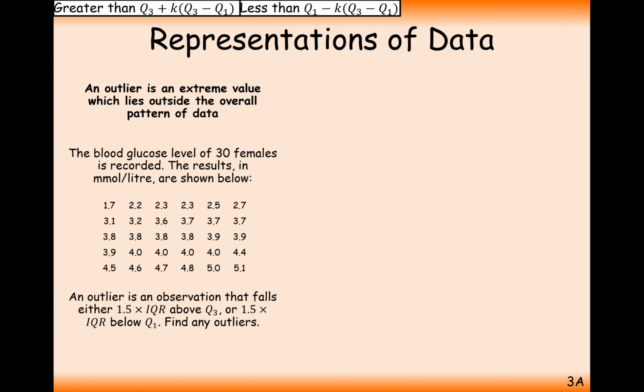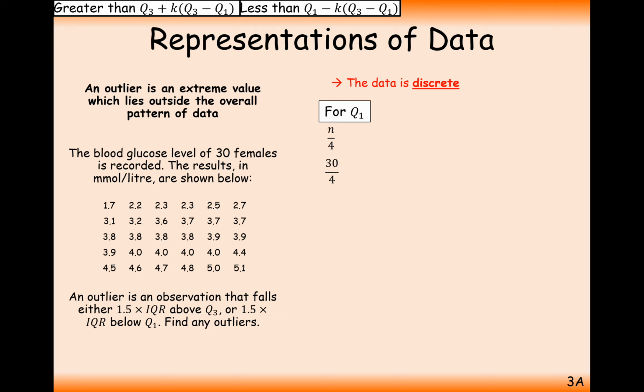We'll have to see. So what they want us to use is: an outlier is an observation that falls either 1.5 times the interquartile range above Q3 or 1.5 times the interquartile range below Q1. Okay, so that's what we're going to have to do then. First we'll have to find the quartiles.